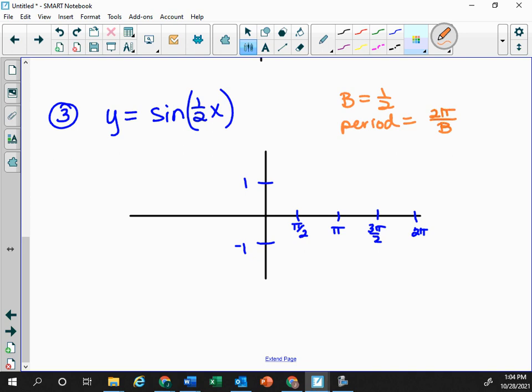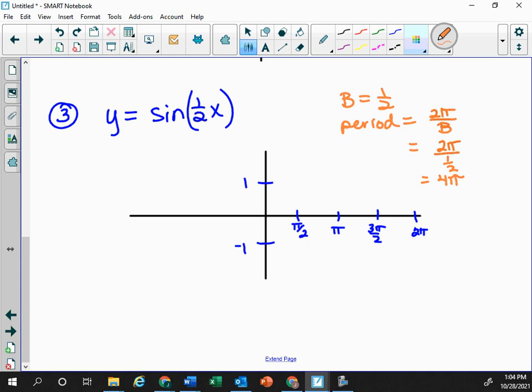This is the first one we've had where the period's been anything other than 2 pi. So I have to do 2 pi divided by 1/2. What does that equal? 4 pi, right? Dividing by 1/2, flip, multiply. Okay. That means the period of my graph is 4 pi.